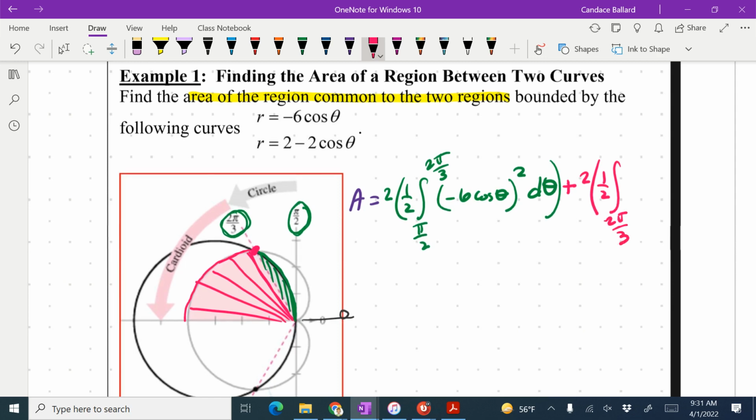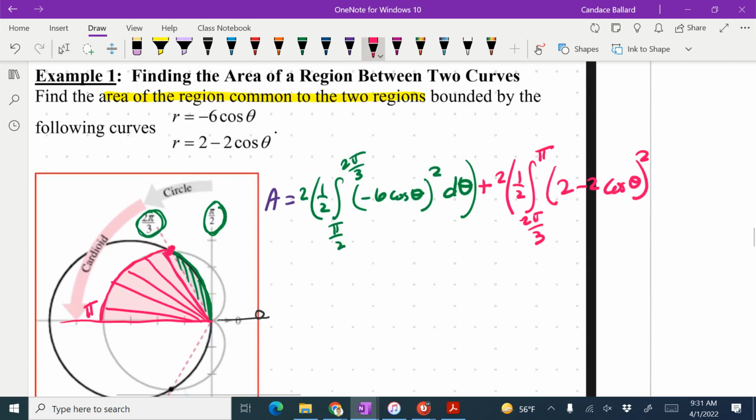All right, and then it's going to keep going. What radian measure does it stop at here? Good, Stephanie, pi. All right, so then I've got this 2 minus 2 cosine theta, squared, d theta, right?